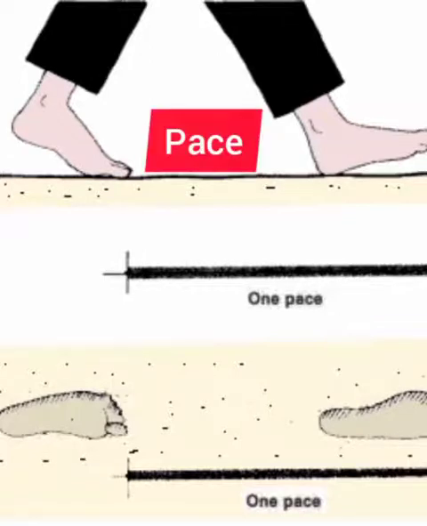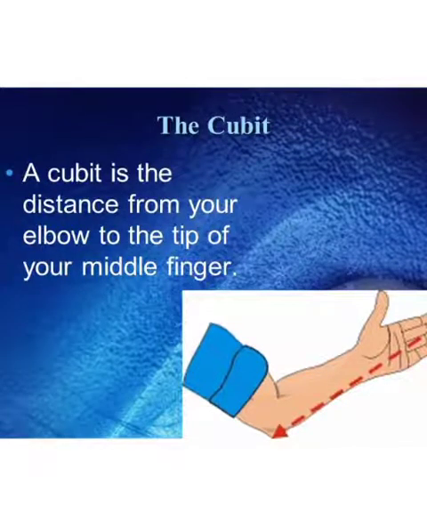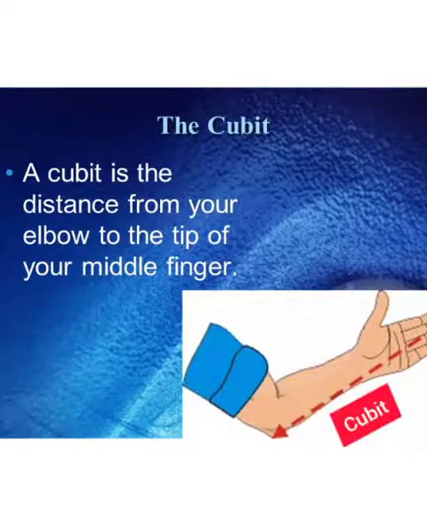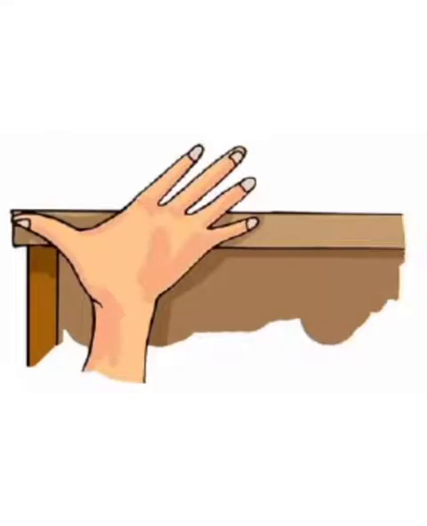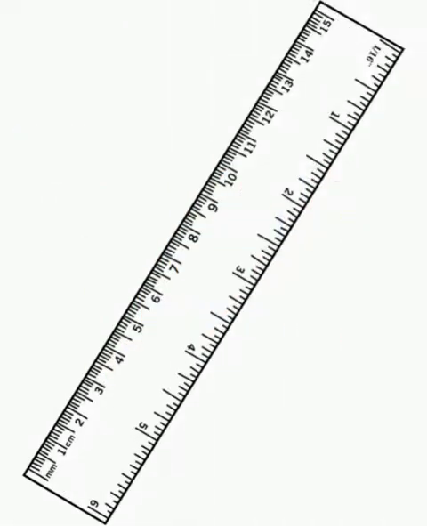Pace means steps. Next, they used their forearm to measure the length. This is called a cubit. A cubit is the distance from your elbow to the tip of your middle finger. They also used their fingers to measure the length. This is called a handspan.